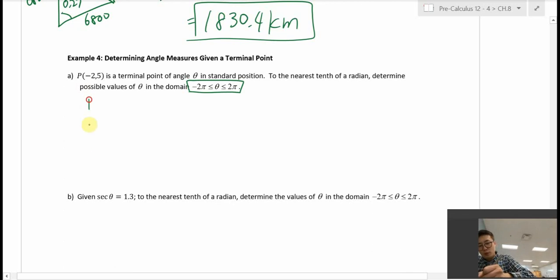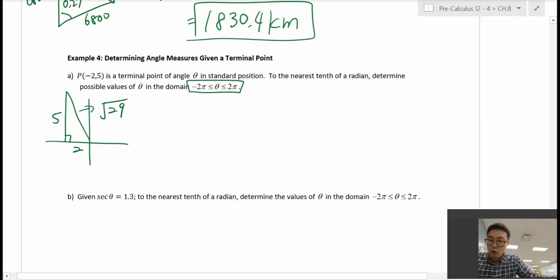Okay, so let's draw the triangle first. As always, negative 2, 5 is somewhere here. So this is 2, that's 5. We can find the hypotenuse side easily by using the Pythagorean theorem. I will skip that step. It should be 5 squared plus 2 squared, so root 29. We're looking for possible values of theta. So again, we know it's in the second quadrant. Okay, so here's angle theta. So we actually don't need to find the hypotenuse, I suppose, because we can find the reference angle.